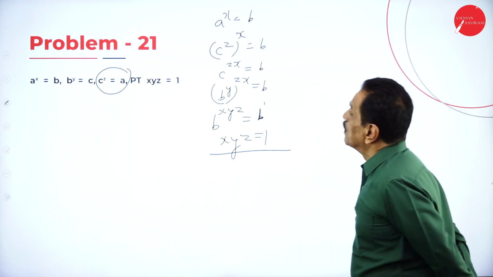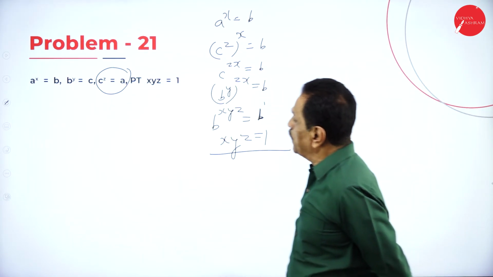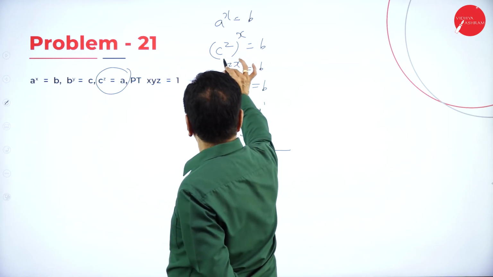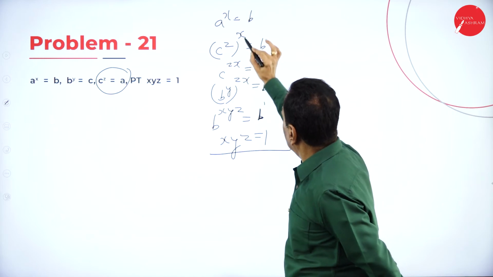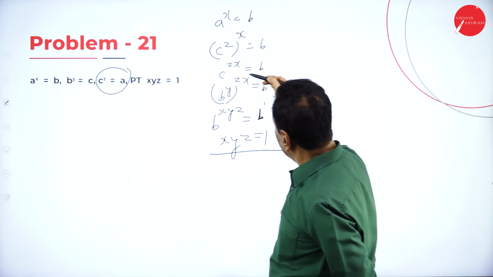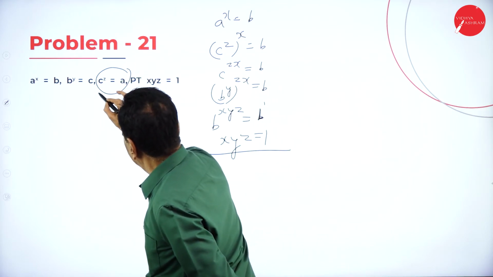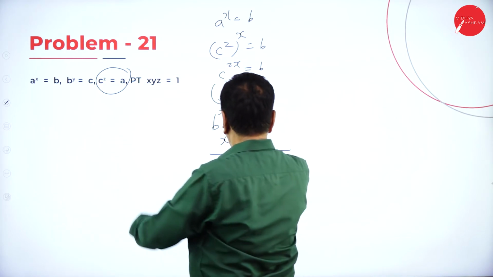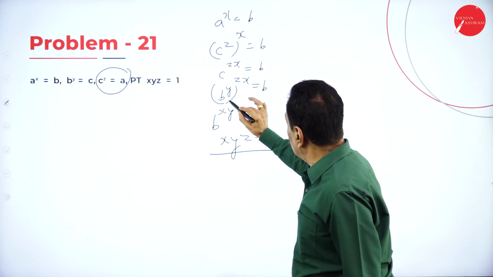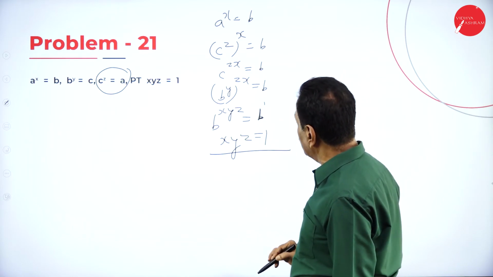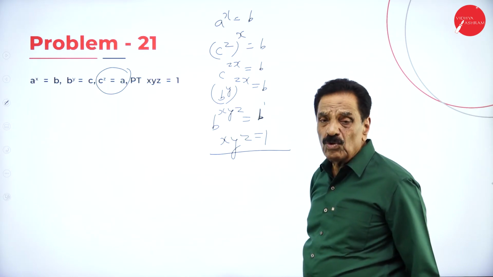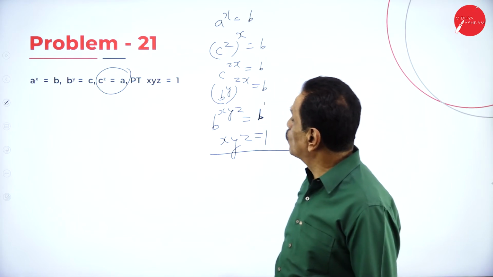What did I do now? a to the power of x is equal to b. What is a? c to the power of z, to the power of x, is b. Then c to the power of zx is equal to b. What is c? c is equal to b to the power of y. So b to the power of yzx is equal to b. So b cancels out, power 1. So xyz is equal to 1. We'll move on to the next one.